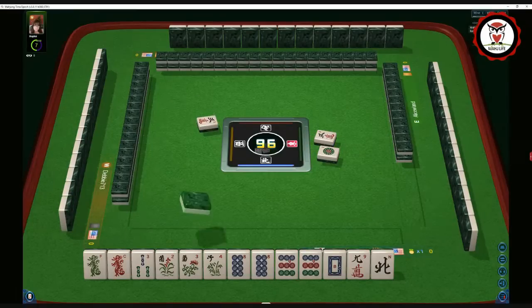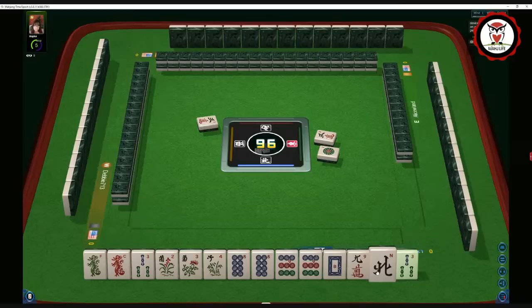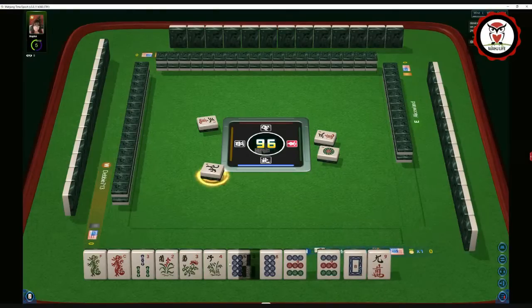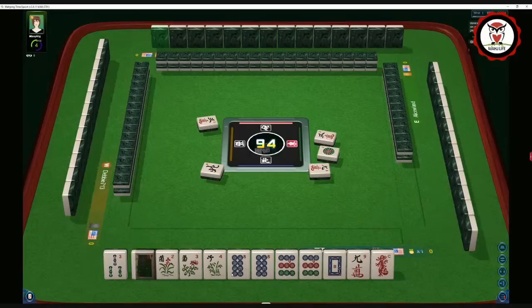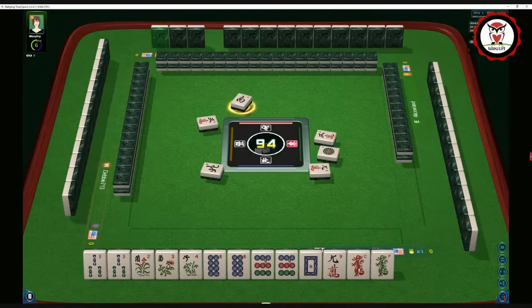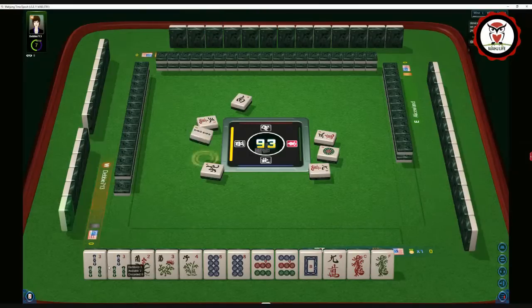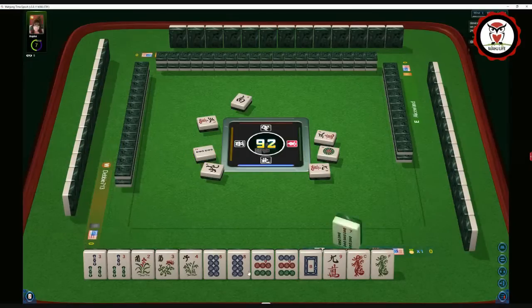3 characters. Okay, we have North wind here, and a 3 bam. We didn't get the 2. 9 characters. I think what I would do is probably let these South wind, offsuit dragons go. Keep the 3 bam for 2 bamboos. The 3 bam, I would keep that. Let's see. We're going to let the dragons go at this point, I think.